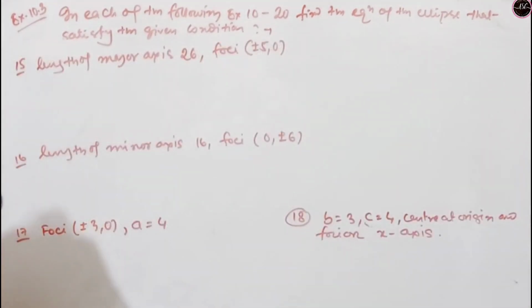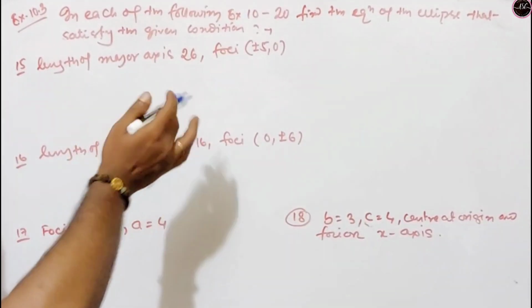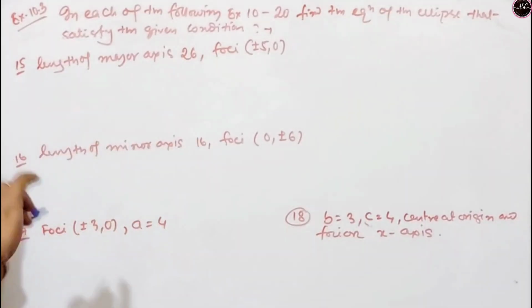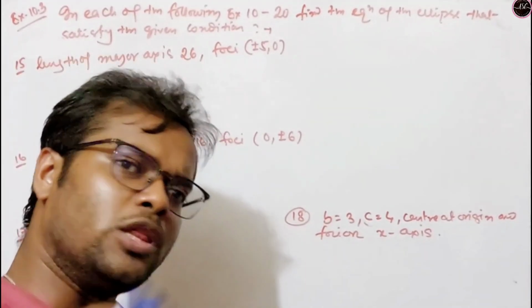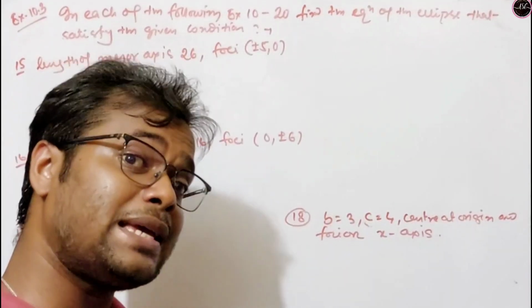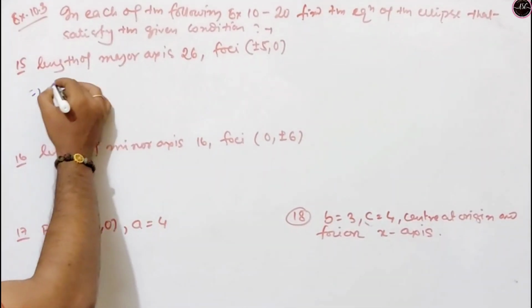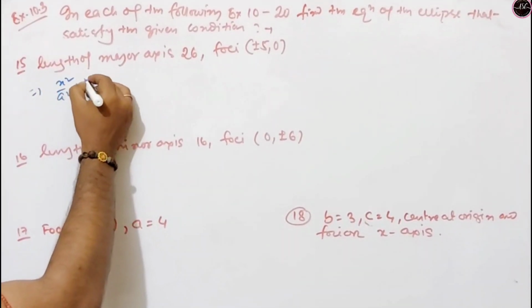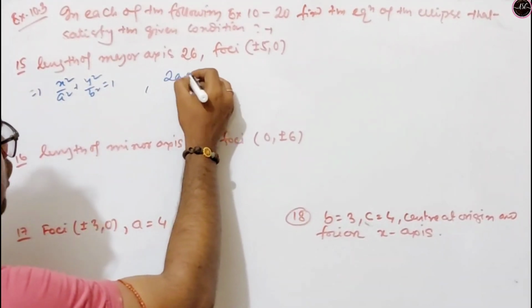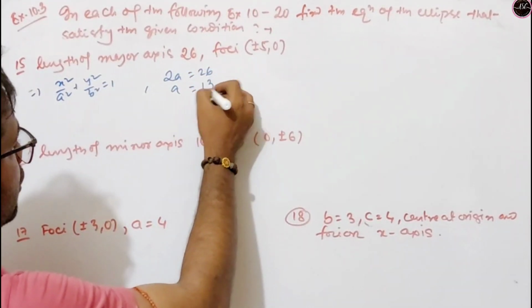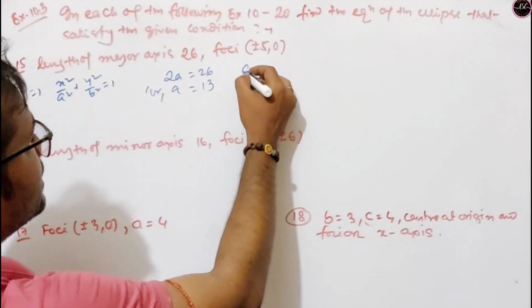Clear? Now look at this question. Here we have to find the equation of the ellipse if the length of the major axis is 26 and foci is plus minus 5 comma 0. So foci is on the x axis, so the major axis must be the x axis. So the equation is x square by a square plus y square by b square equal to 1. Here given 2a equal to 26, that means a equal to 13. Okay, and here c equal to 5.